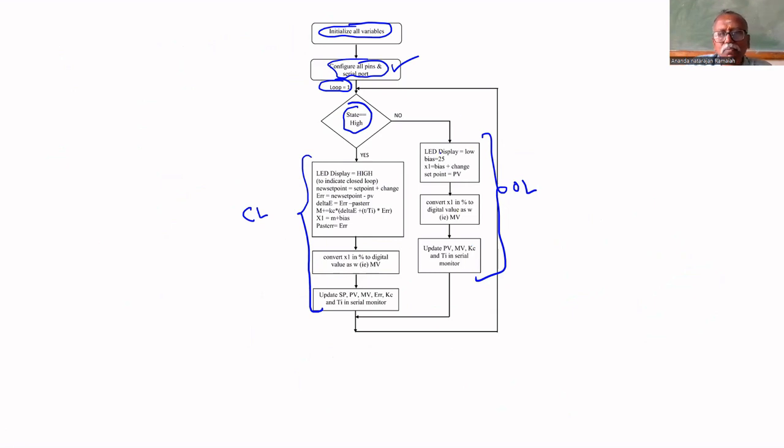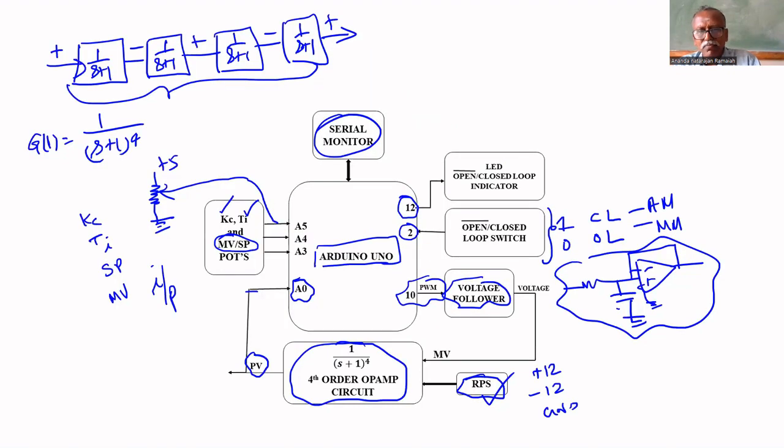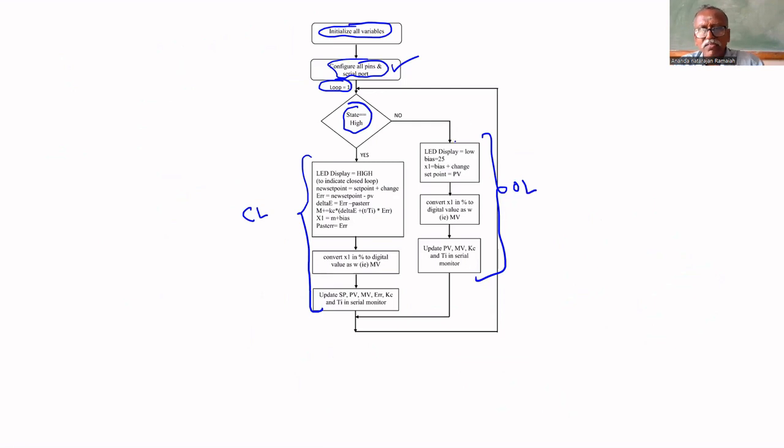Let us see open loop first. The LED display connected to pin number 12 has to be turned off because it is in open loop. That's why LED display equal to low. Then bias equal to 25. This is actually not given here, I corrected it in the program, not in the flowchart. Bias equal to 25 or 35, as you wish, you can give.